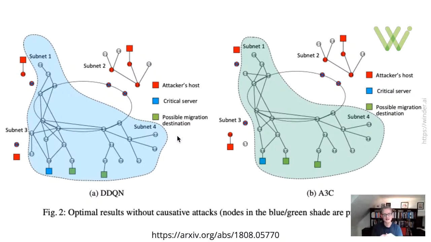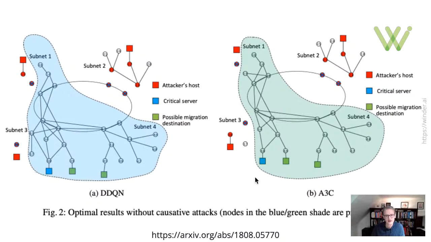So in that sense, that demonstrates that reinforcement learning is capable of learning strategies to avoid penetration tests on a network by disconnecting nodes. But it's also interesting to note which nodes were added and which nodes were deleted from the eventual subnet.